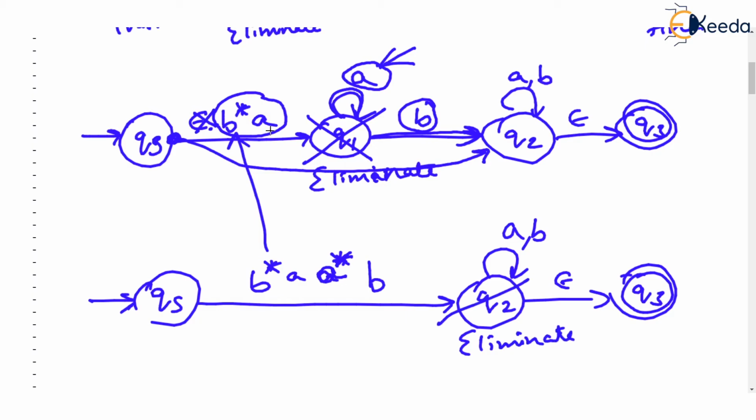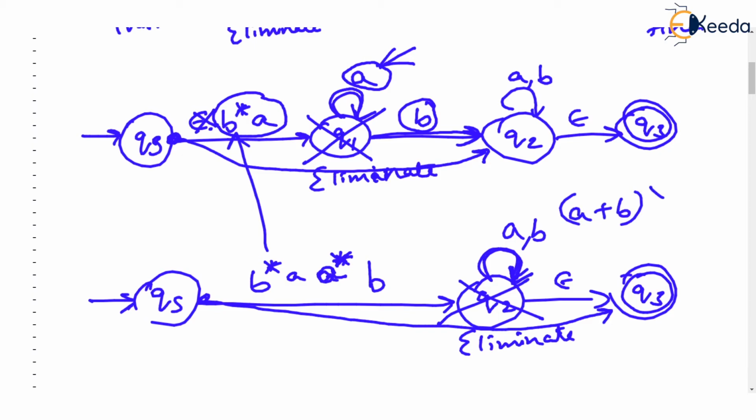Now think of eliminating Q2. If you eliminate Q2, then from QS you should be able to go to Q3 because that was the path via Q2, isn't it? But what comes in the way? This particular regular expression is A plus B star. If it was only A, you would have written A star. If it was only B, you would have written B star. But it is A or B repeated. So it is A plus B star.